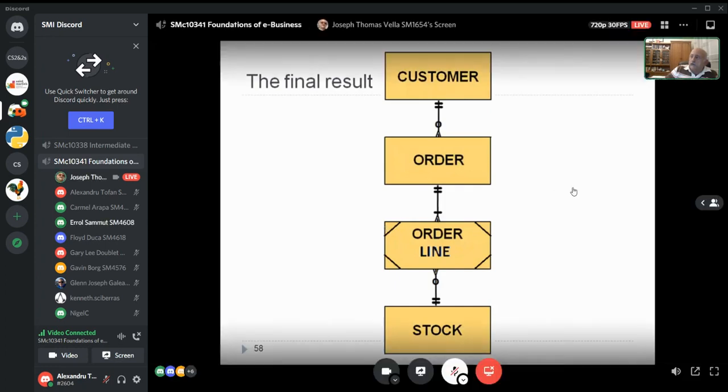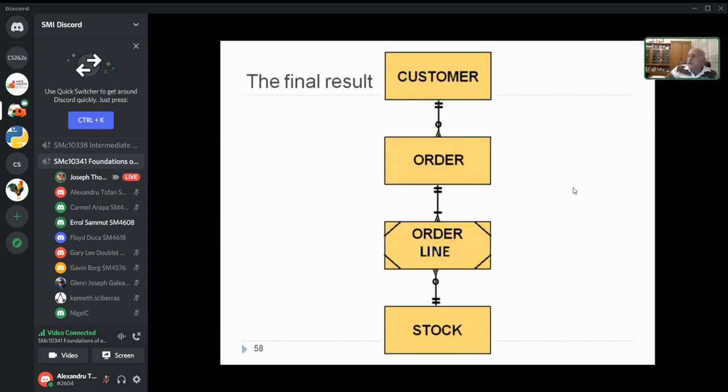Order line to one stock, yes. Because on an order line, you can't have two stock items. If you have two stock items on the order, there are going to be two separate order lines. Correct? Okay. And the stock item can be on many order lines.